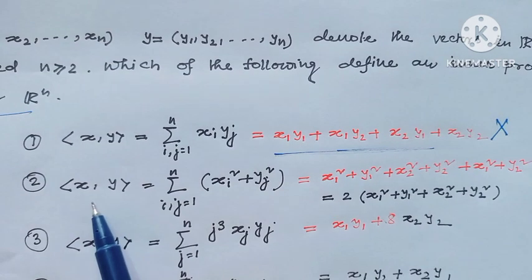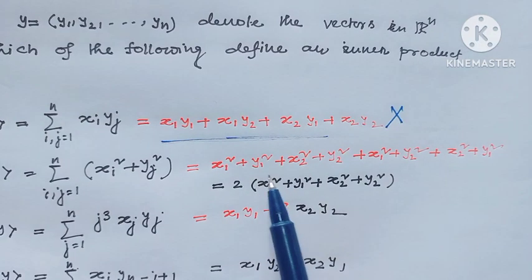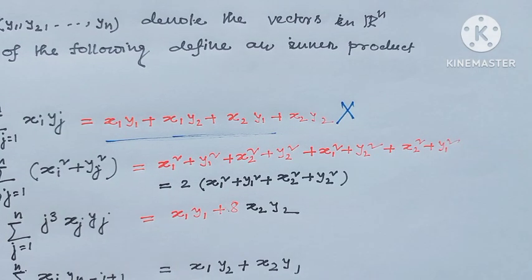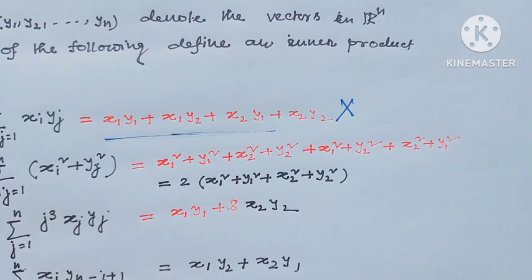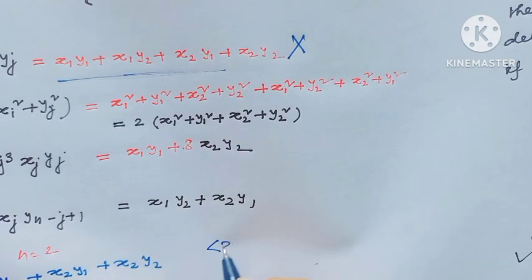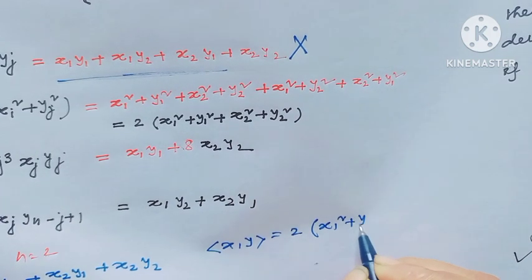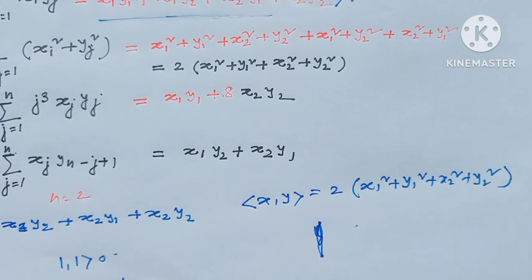And the second example, x with y equal to summation i, j from 1 to n of xi square plus yj square. This is actually equal to x1 square plus y1 square, x2 square plus y2 square, x1 square plus y2 square plus x2 square plus y1 square. And this is actually written as 2 times x1 square plus y1 square plus x2 square plus y2 square. Therefore, here we cannot construct the matrix.